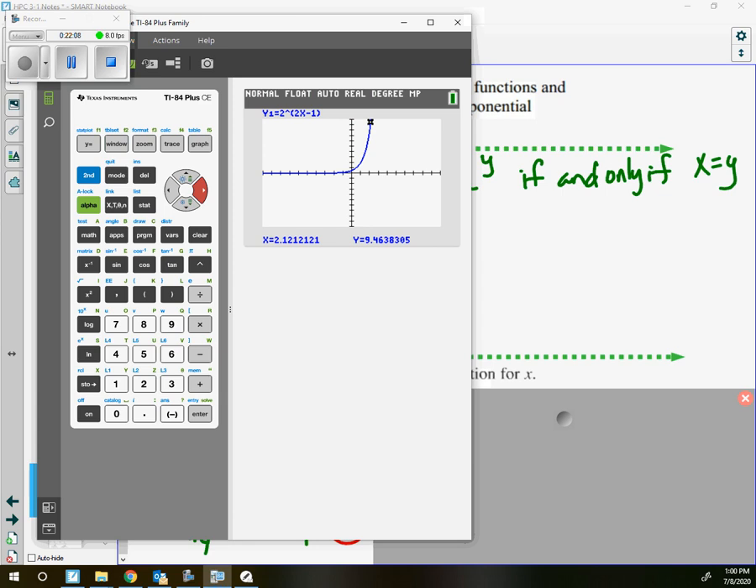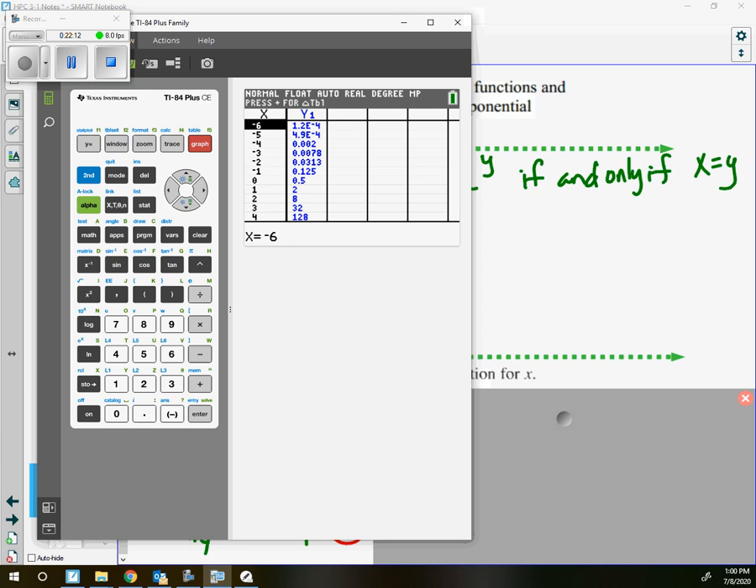Here's another way that you could do it. You could look in your table and see when your output was 8. So let's take a look. Oh yeah, 8. That was when x was 2. So you could solve it that way.